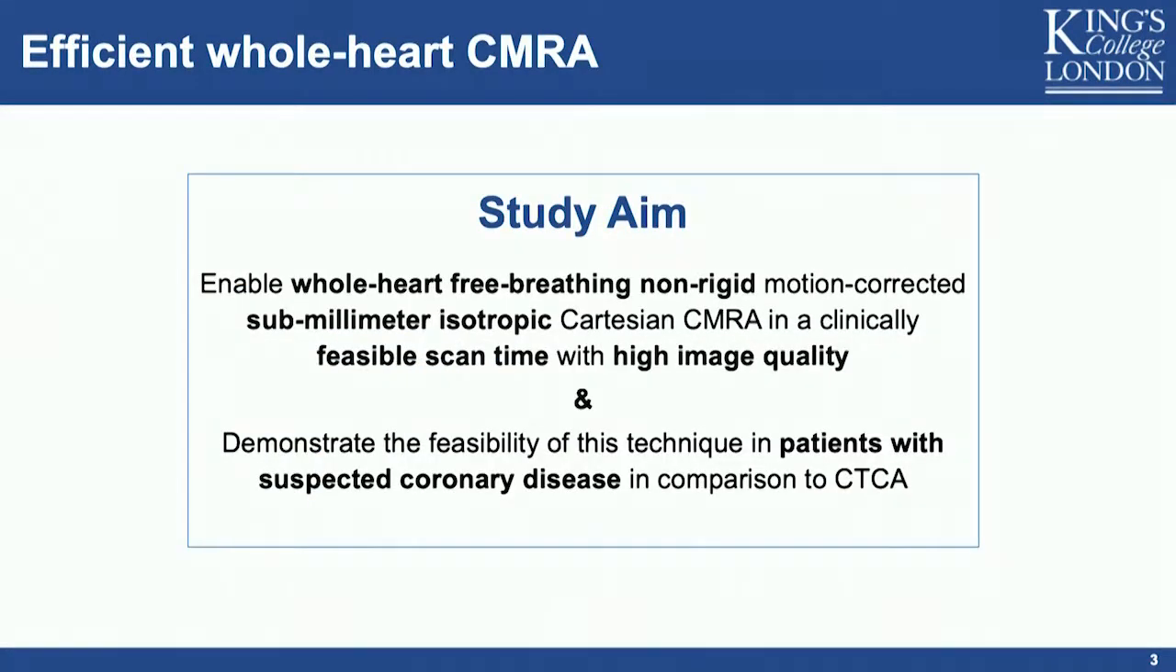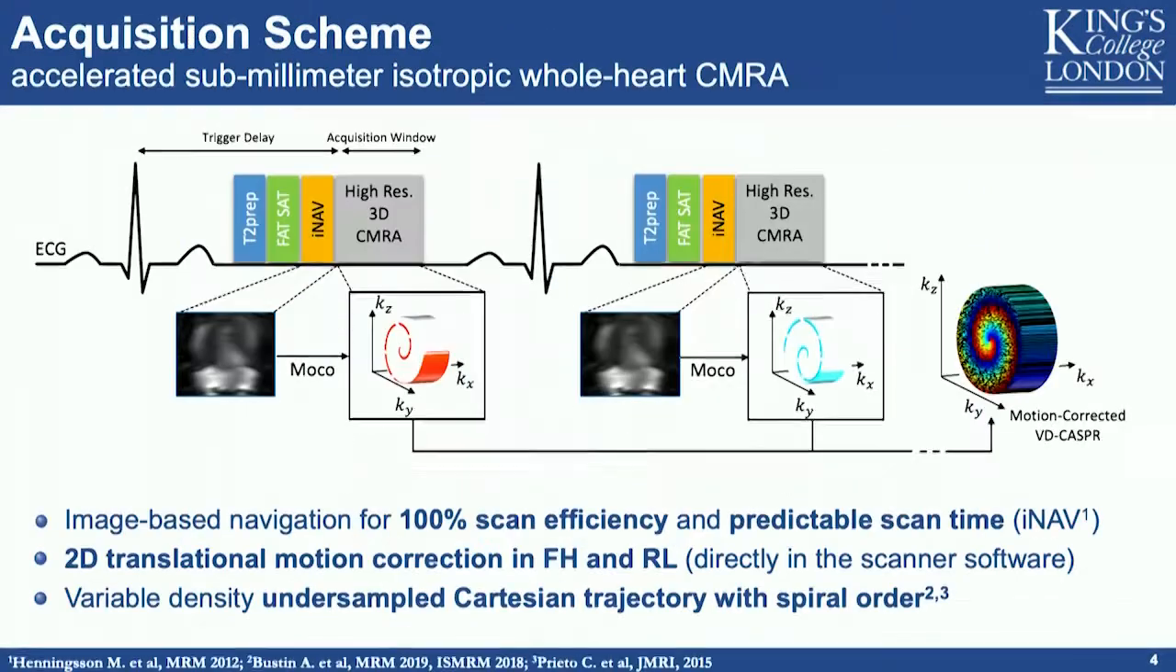So the goal of the project I'm going to show you today is to enable whole heart free breathing, non-rigid motion corrected sub-millimeter isotropic CMRA in a fast scan time and with high image quality. And we will start to demonstrate this feasibility in patients with suspected coronary artery disease.